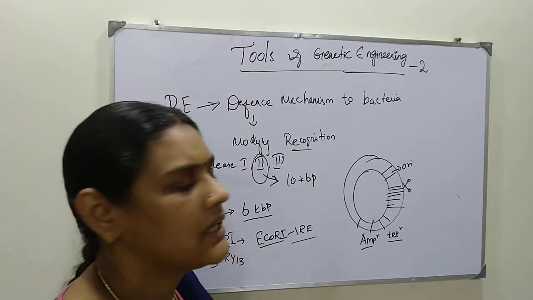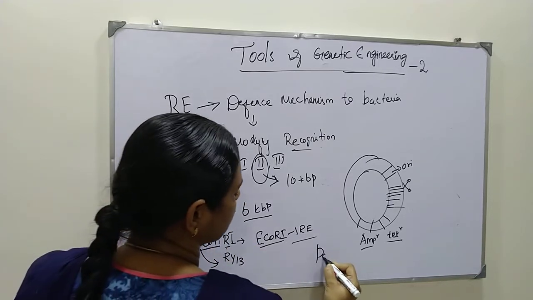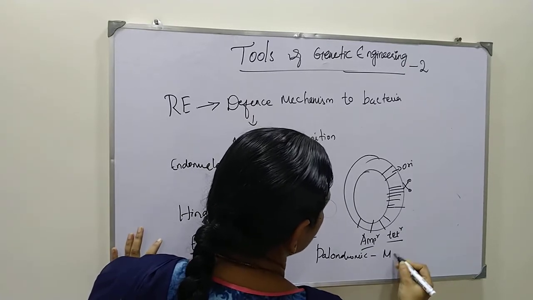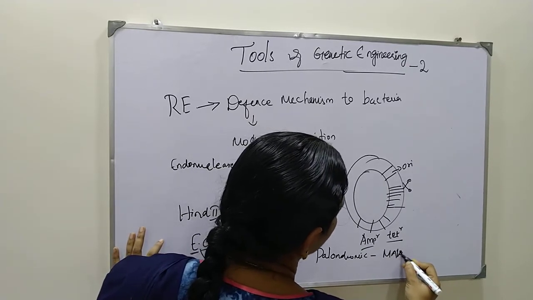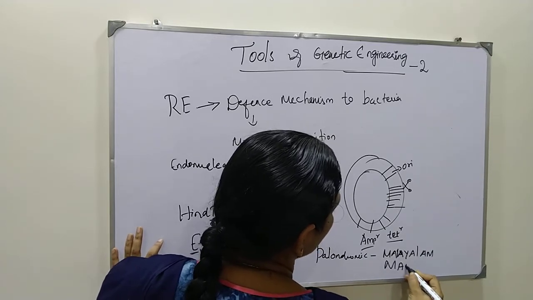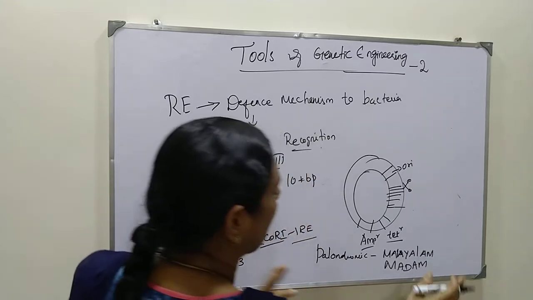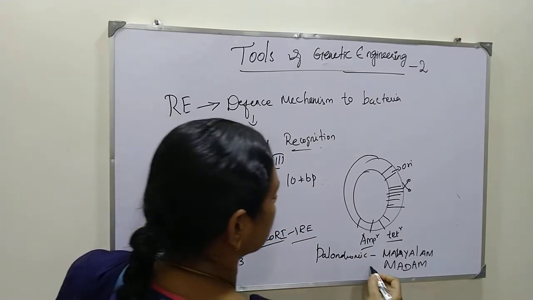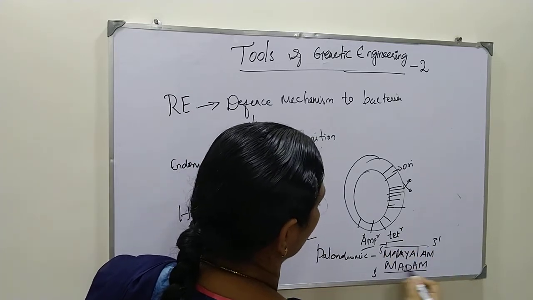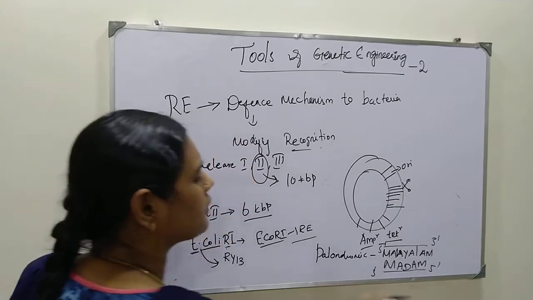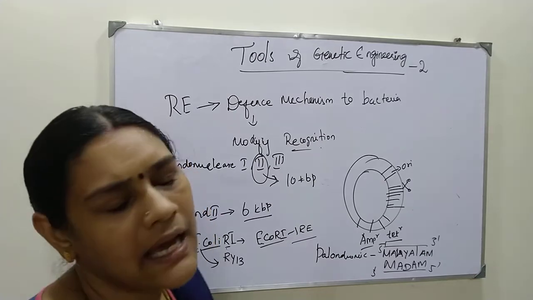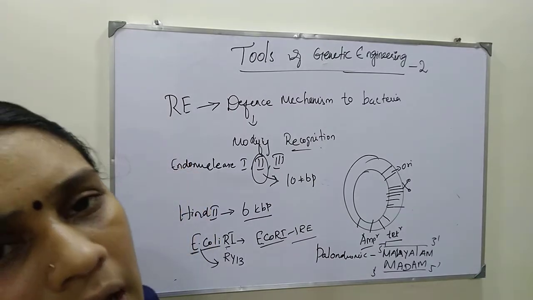Also, the particular sequences in the DNA are palindromic. What is a palindromic sequence? For example, Malayalam or madam: these are words you can read from either side. Suppose this is a DNA strand, 5' to 3' and 3' to 5'. If you read from either side, you get the same meaning. That is called a palindromic sequence, which is recognized by this enzyme, our EcoRI enzyme.